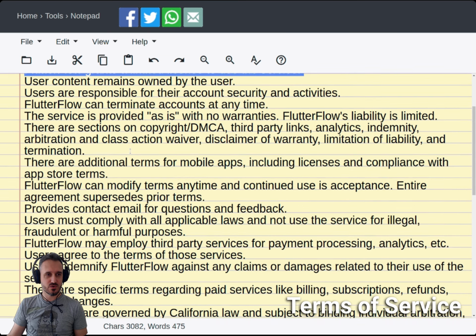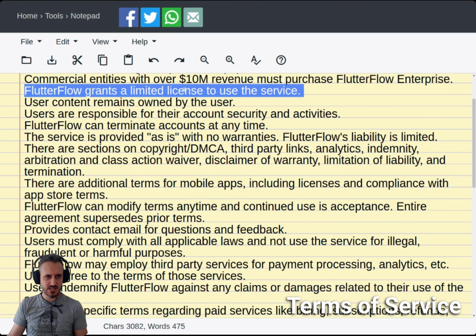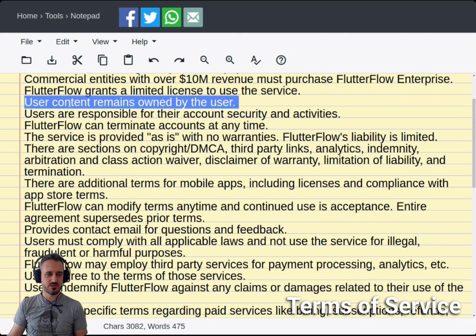So Flow also gains a limited license to use the service, which I think is normal. And then user content remains owned by the user. We actually talk a little bit more about that. And I'll answer one of the most asked questions at the end of the video: is my code owned by Flow? Can I actually use my code wherever I want to? I'll try to answer this question as well.